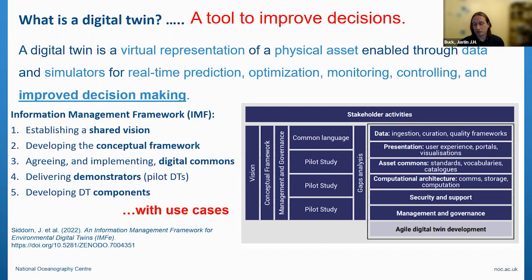And the information management framework is relevant when we're looking at multiple digital twins and how we actually enable interoperability and services to be shared between those twins, and also potentially data and information to flow between different twins. And there are key elements to that. First is establishing that shared vision. Second is developing a conceptual framework. Agreeing and implementing digital commons. Digital commons actually gives us that interoperability. Delivering demonstrators. We need to show the value in this work and show it working to our stakeholders. And delivering components, so actual elements of digital twins.